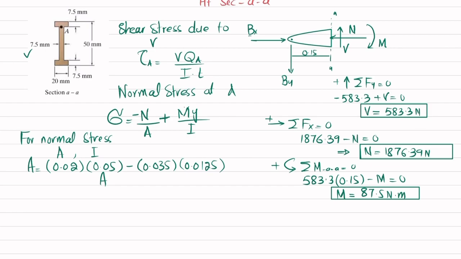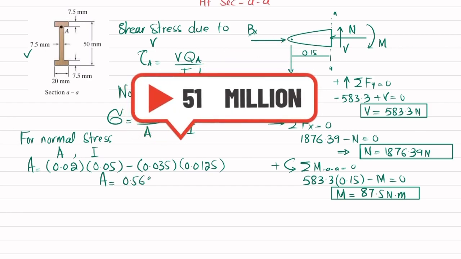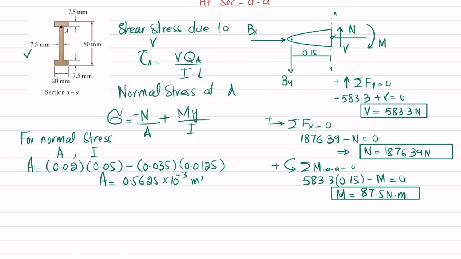So when you calculate it, you will get the area of the I beam, which comes out to be 0.5625 × 10^-3 square meter. Now we'll find I, the moment of inertia. The moment of inertia for this symmetrical I beam about its neutral axis, which passes through the centroid, because this is symmetrical.